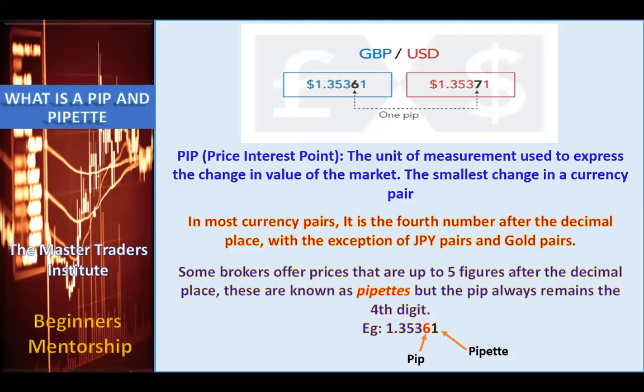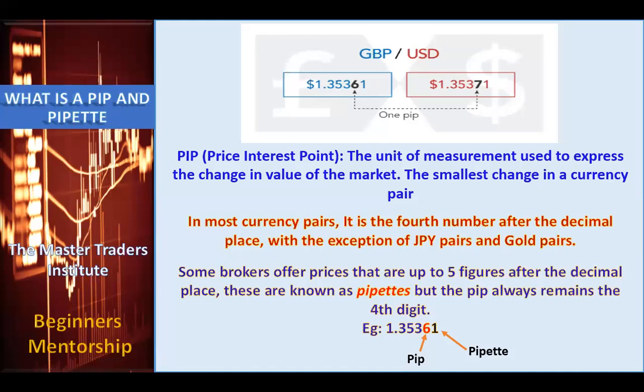So if I tell you 10 pips, as a Forex trader, you should be able to know this is 10 pips or that is 10 pips. It is the smallest change in a currency pair. In most currency pairs, it is the 4th number after the decimal place. So for every major currency in the world, like what we have here on my screen, which is GBP USD. What does that mean? Great Britain pound against US dollars.